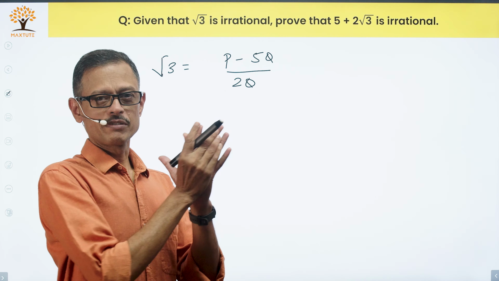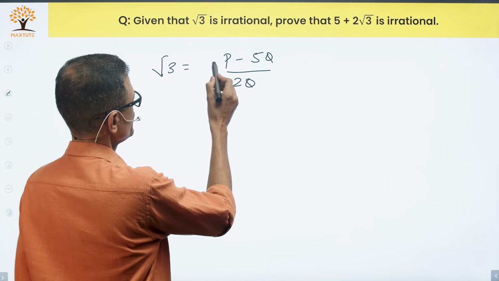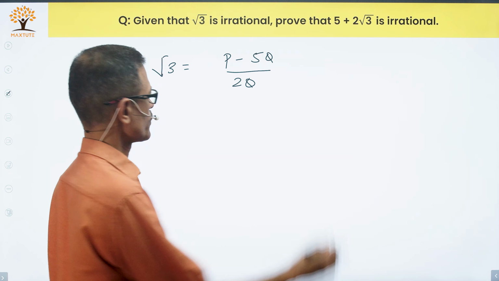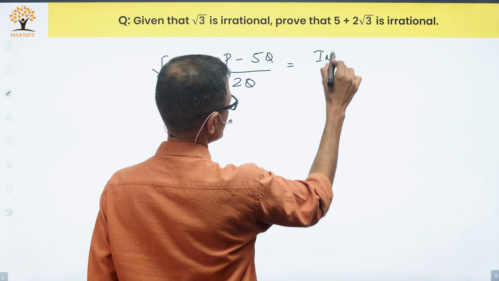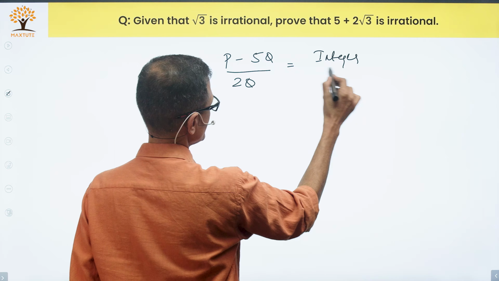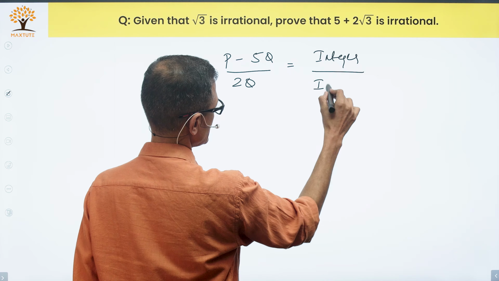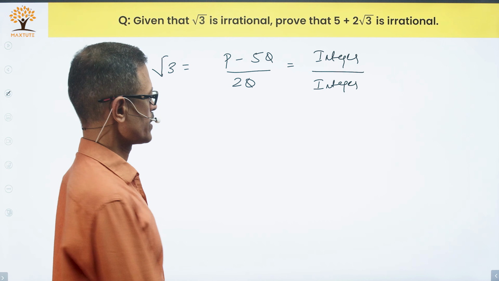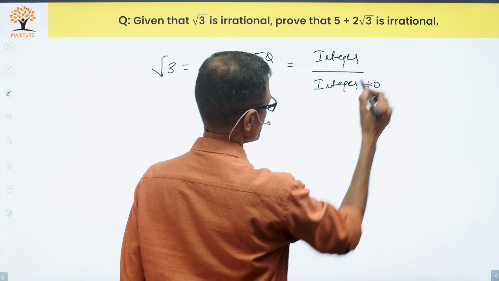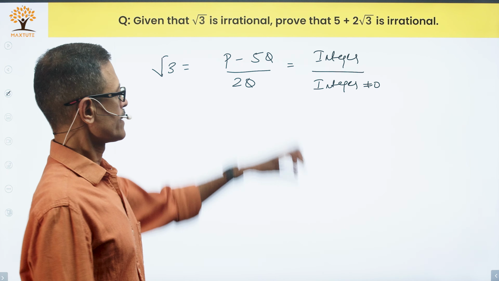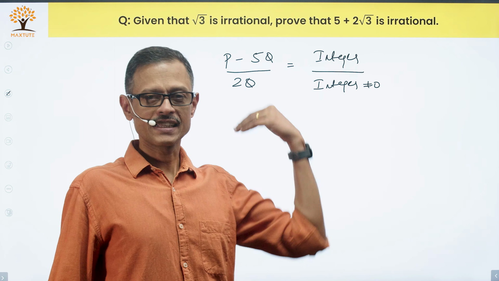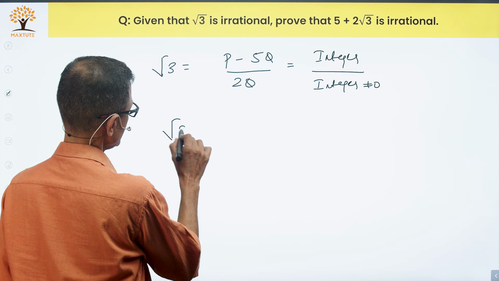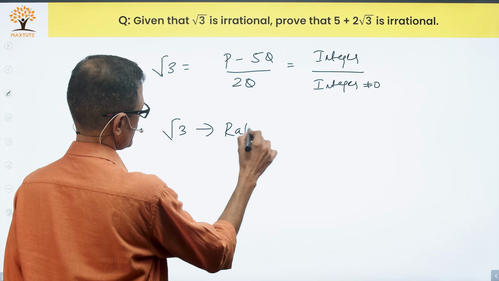We can reason it multiple ways. We'll do it two ways. One, p is an integer, q is an integer. So p minus 5q will be an integer. So the numerator is an integer. q is an integer, therefore 2q is also an integer. And obviously if q is not equal to 0, 2q will not be equal to 0. It's an integer which is not equal to 0. An integer divided by another integer which is not equal to 0 is a rational number. So we get root 3 is a rational number.